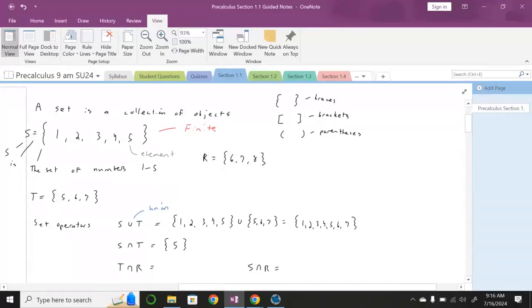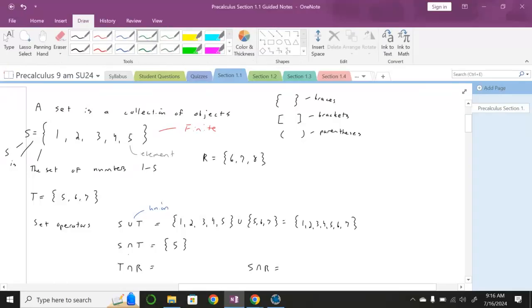I got a question. N still stands for union, right? No, intersection, sorry. Intersection. Well, I could put it here. And like I said, it's not an N. Thank you. Intersection.